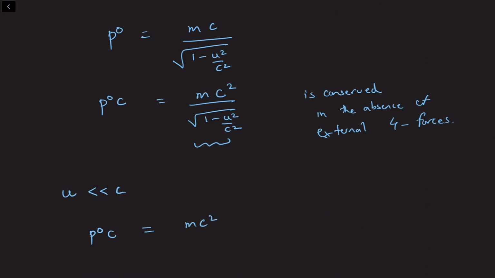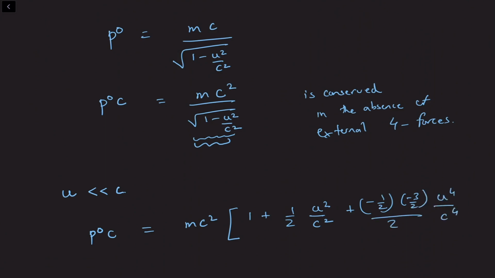However, we could do better by going to next order in u. We would use the binomial expansion of this denominator, and we can write this as 1 plus half u squared by c squared. And at next order, we would have terms like plus one half times three halves, u to the 4 over c to the 4, divided by 2 factorial, and so on.